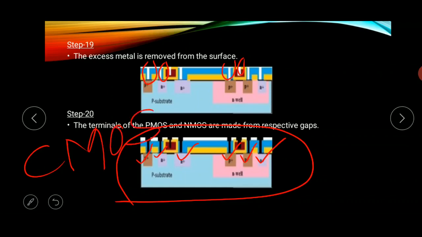So this is all about CMOS fabrication using N-well on P substrate. In the next class, we discuss about the CMOS fabrication using P-well on N-type substrate.